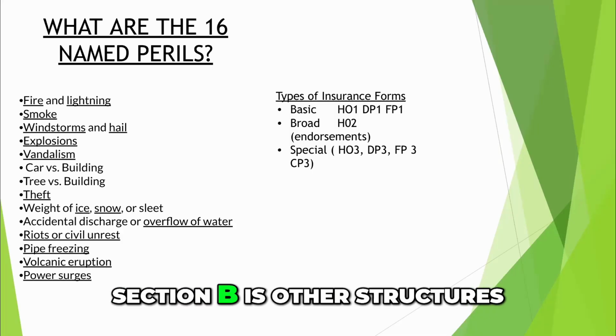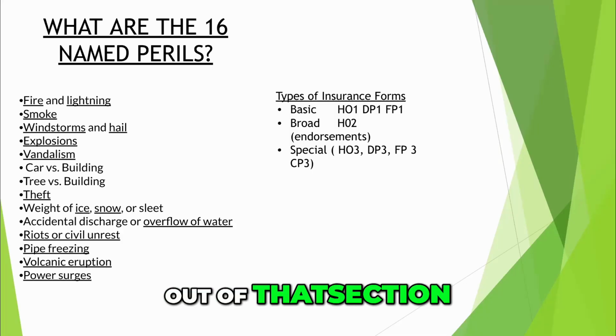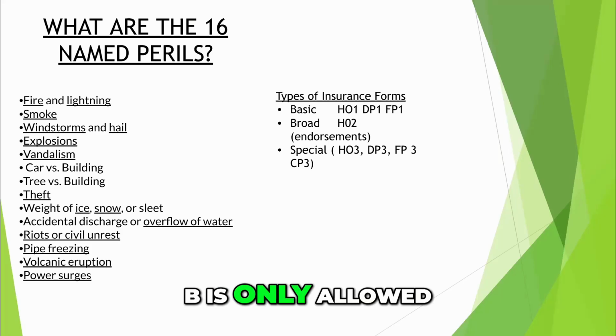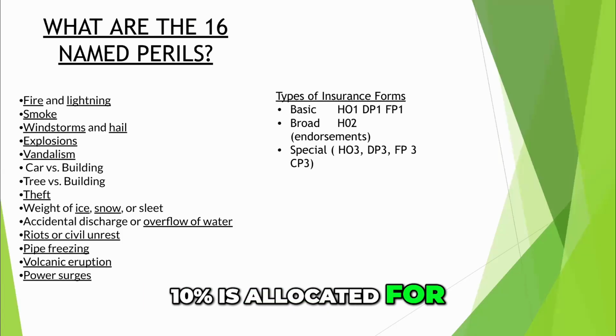Section B is other structures, right? Now, out of that, Section B is only allowed 10% of your coverage A. So if you have 400,000 on your actual dwelling, 10% is allocated for other structures.